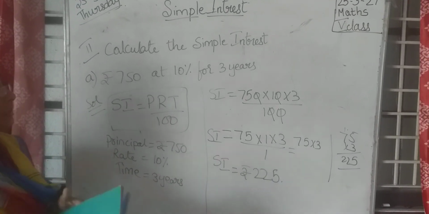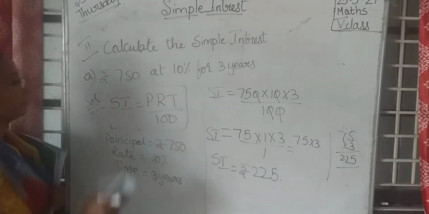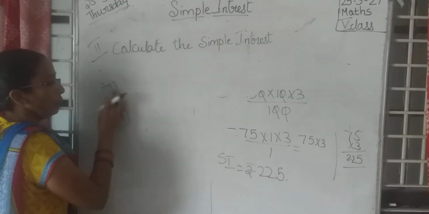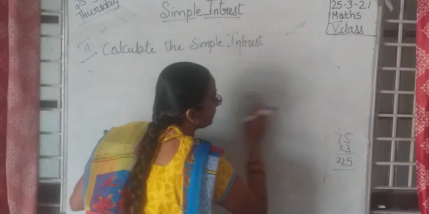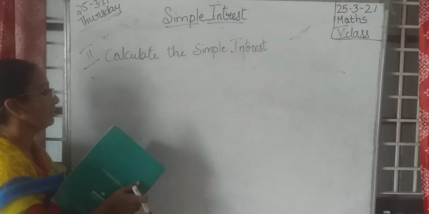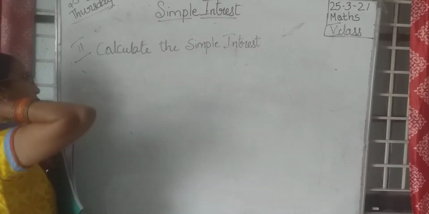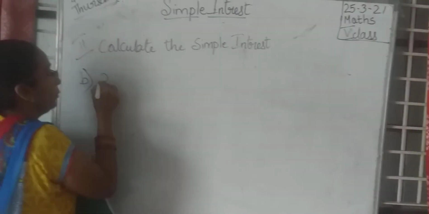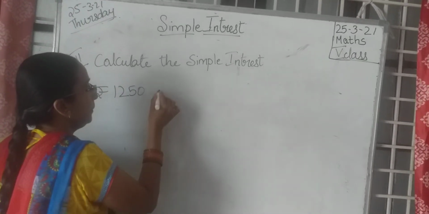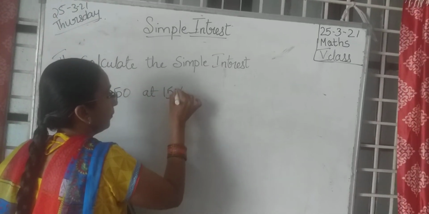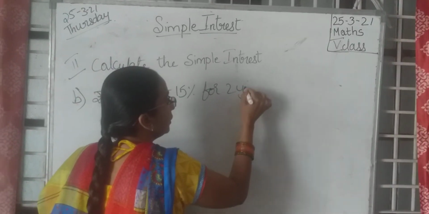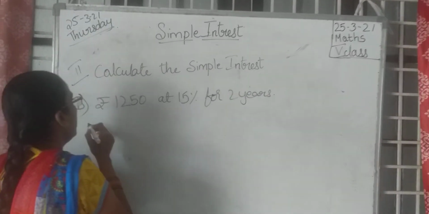Yes, we are going to do the next one. Two more sums I am going to explain to you. With that we will complete our chapter. Okay children. What is the second one? What is the second sum, children? Rupees 1250 at 15% for 2 years. For 2 years. Yes. Now what is the solution?